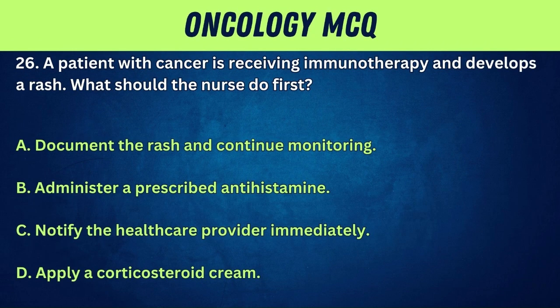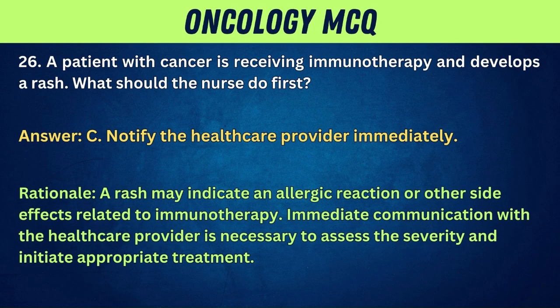26. A patient with cancer is receiving immunotherapy and develops a rash. What should the nurse do first? A. Document the rash and continue monitoring. B. Administer a prescribed antihistamine. C. Notify the healthcare provider immediately. D. Apply a corticosteroid cream. Answer: C. Notify the healthcare provider immediately.